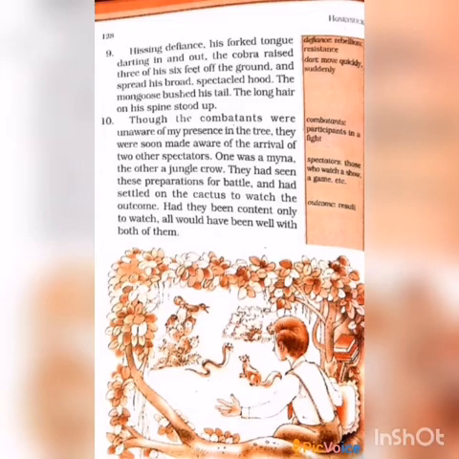Who are all seeing the fight? The myna and the crow. They had seen the preparations for battle and had settled on the cactus to watch the outcome. Had they been content only to watch, all would have been well with both of them. So now they are very interested to watch the fight between the mongoose and the cobra. The author, of course, and the 2 more spectators, myna and jungle crow. So now they are ready to fight face to face. So what happened? See in the next page.